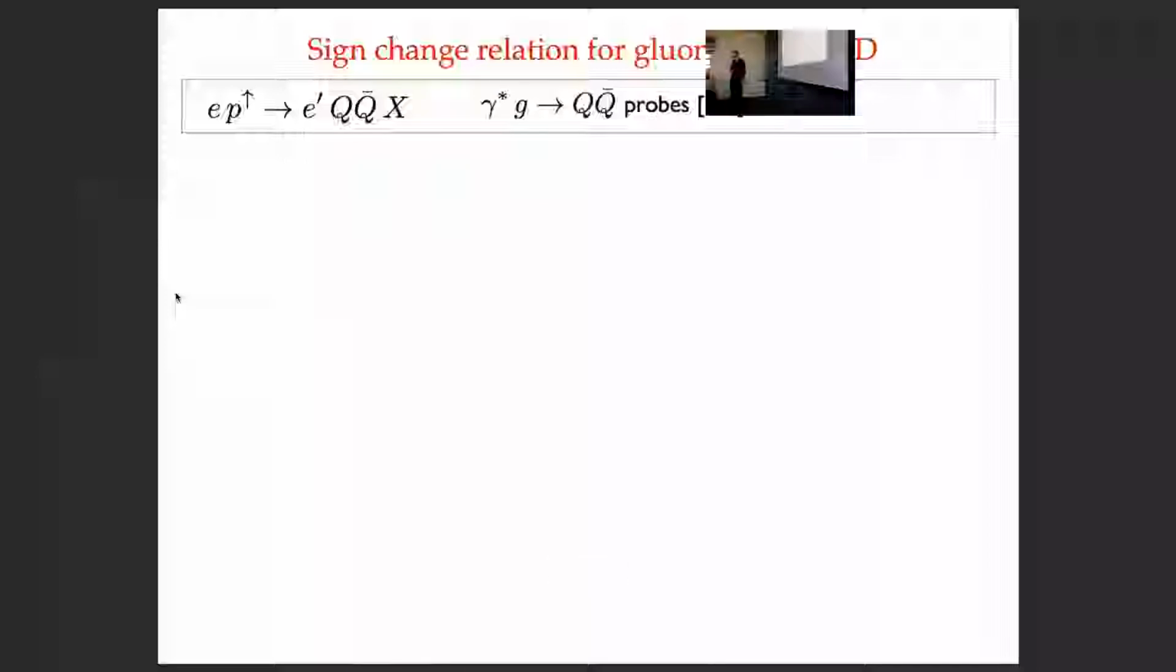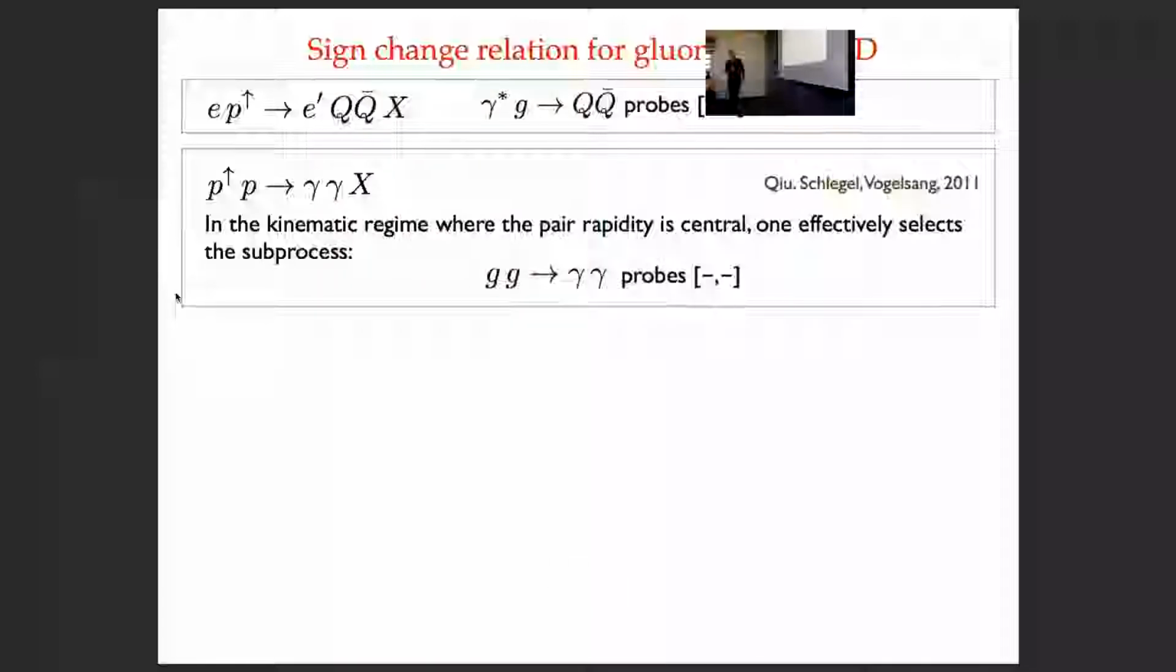Okay, so for the gluon Sivers, you have two options. For instance, at the EIC, you could do open heavy quark production, where you probe the one with two plus links. And at RHIC, in a certain kinematic regime, you can do double photon production.